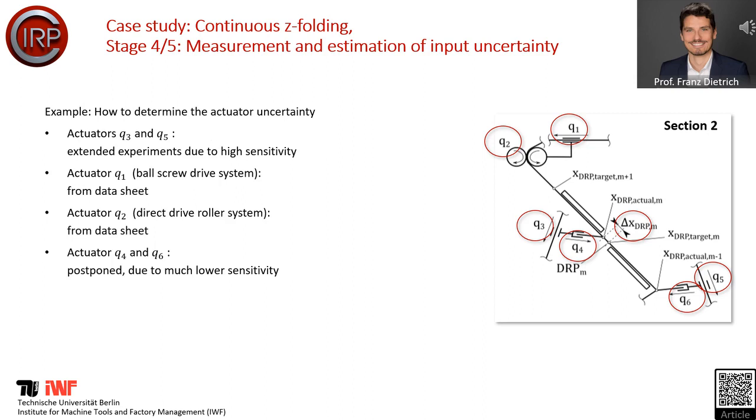According to the ranking of the sensitivity and the output uncertainty contribution, we have made a ranking of priority, how much effort we wanted to put into the input uncertainty data. For example, actuators Q3 and Q5, we decided to use extended experiments for them because of the very high sensitivity of the final output. Actuators Q1 and Q2, we've taken that data from datasheet, and actuators Q4 and Q6, we have postponed that because we found that the sensitivity is way lower than the others.